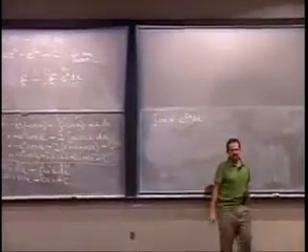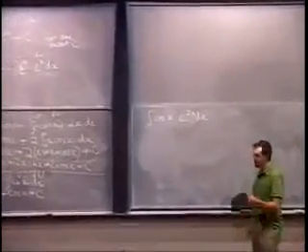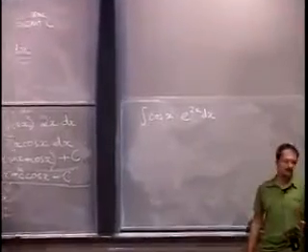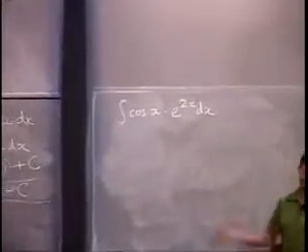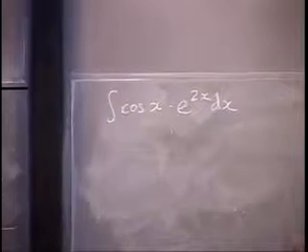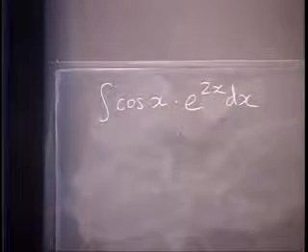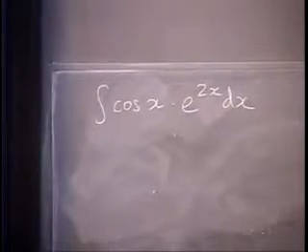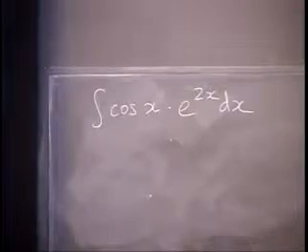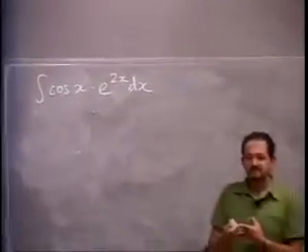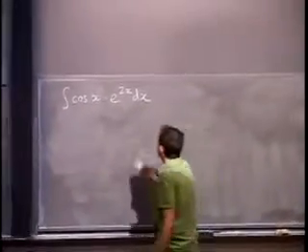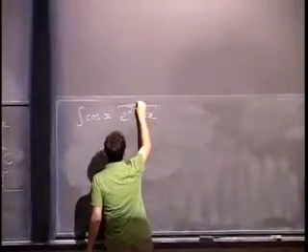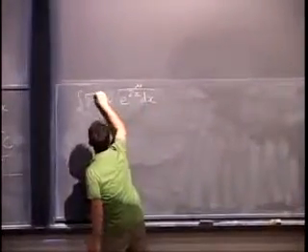Somehow, if I had to tell you what I prefer to be dv, from most favorite to least favorite: exponentials, followed by trig, followed by polynomials, followed by logs. General rule of thumb, from favorite to least favorite. So I'm going to let this be dv. I'm going to let that be u.